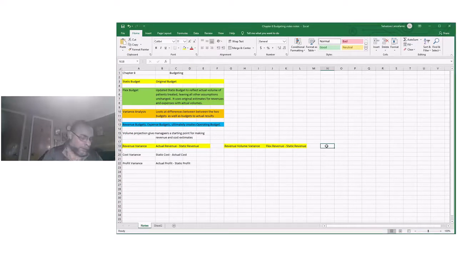You can also do a revenue price variance. In that situation, what you would do is you would take your actual revenue and you would subtract out your flexible revenue, flexible budget revenue.